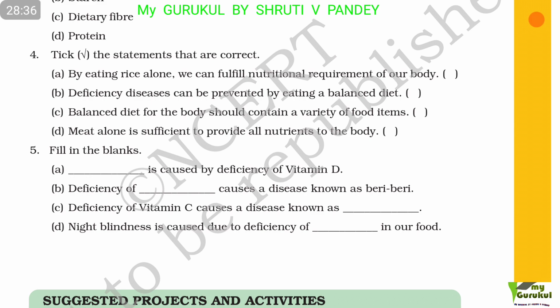So children, this was lesson 2 for class 6, Components of Food. In this lesson we discussed all the important points and explained the lesson, and in our next video we will learn the third lesson from this book. The third lesson is Fiber to Fabric.